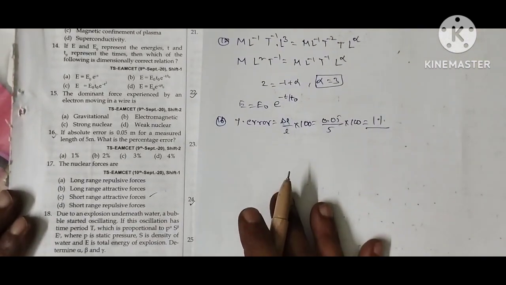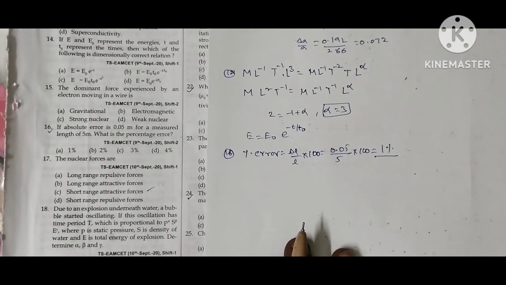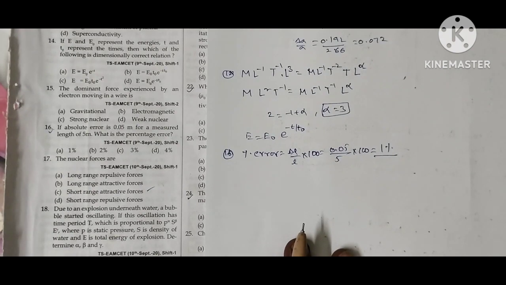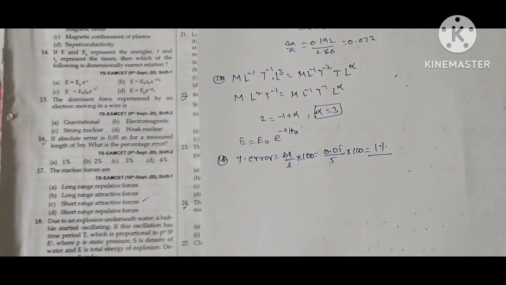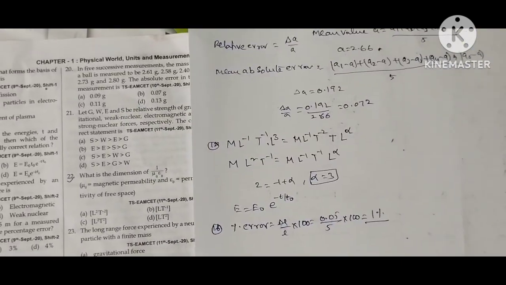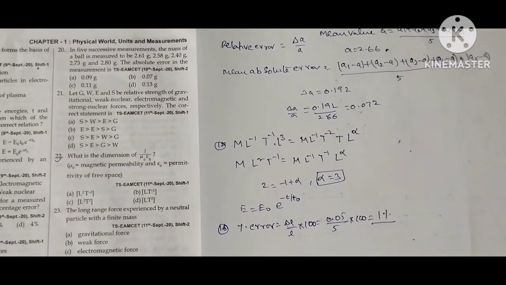The 19th question is: in atomic scale the weakest force in nature is dash. Obviously the weakest force is the gravitational force. The next question is the same model. The 20th one: five successive measurements of the masses of the balls are 2.61, 2.58, 2.40, 2.73, 2.80. The absolute error in the measurement is dash. You have to find only the absolute error, nothing else.